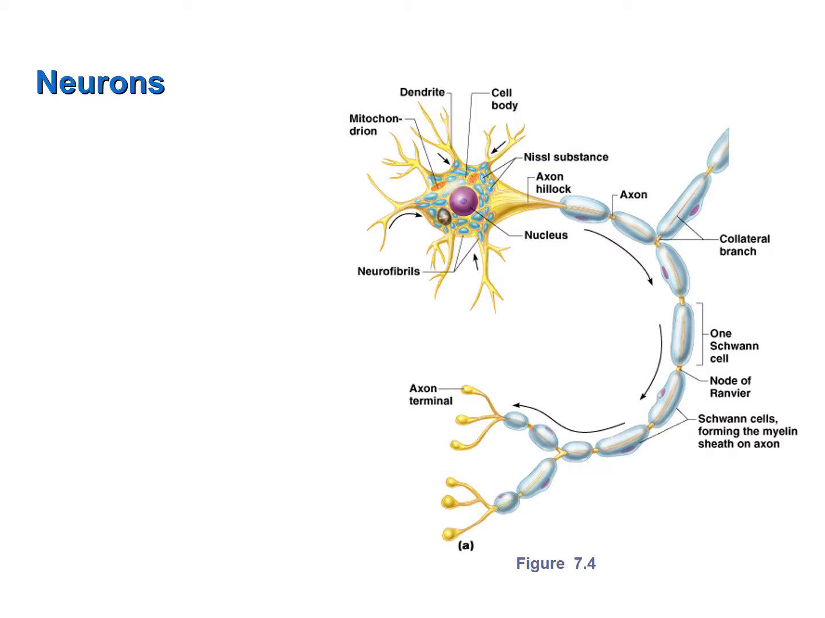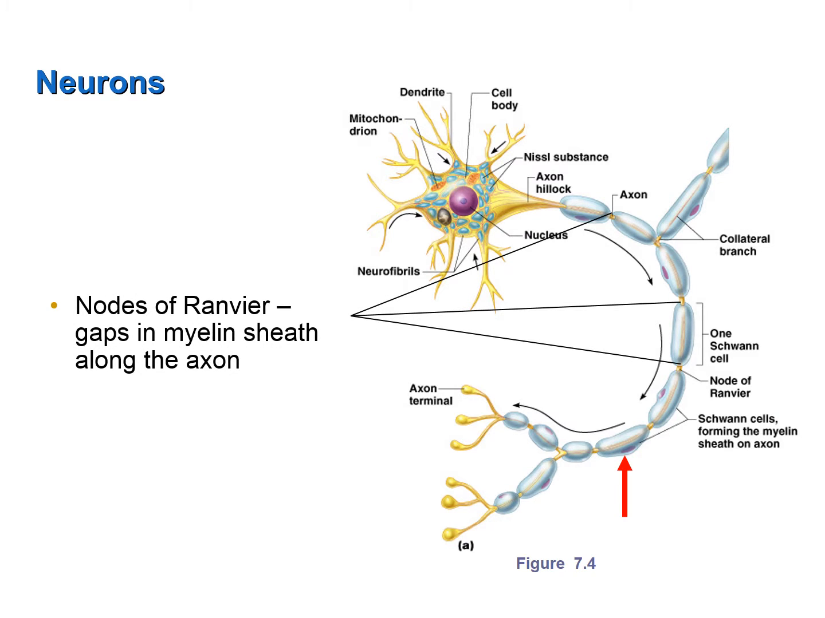If you recall, oligodendrocytes and Schwann cells form coverings that surround the axon called myelin sheaths. In this particular example, the myelin sheath is formed by Schwann cells. Notice that there are little gaps between adjacent Schwann cells where the axon is exposed. These are called nodes of Ranvier. If we were looking at an axon where the myelin sheath was formed by oligodendrocytes, you would also see nodes of Ranvier. We will talk later on the function of nodes of Ranvier when we discuss how nerve impulses travel down the axon.